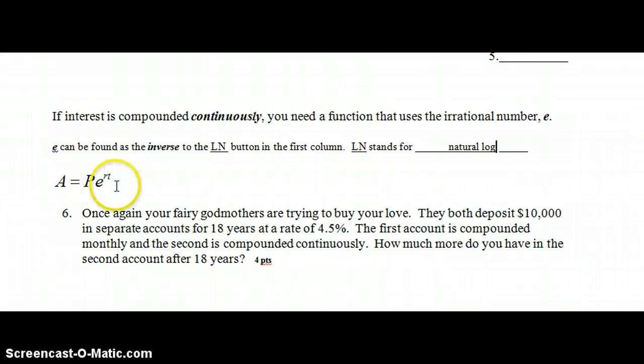Now, A equals P e to the rt, pert. It's going to be all the same stuff. You're going to press the E button. It's going to give you a little parentheses. R is your rate. Remember to write it as a decimal. And T is time. And everything is going to just work out great.